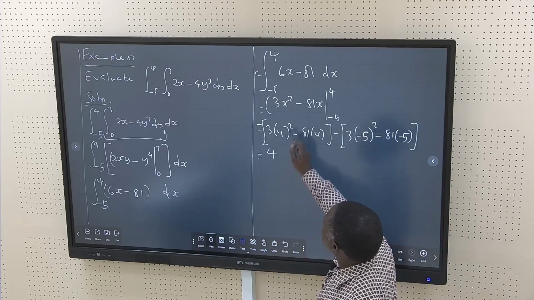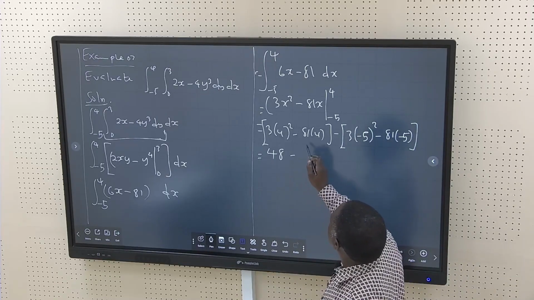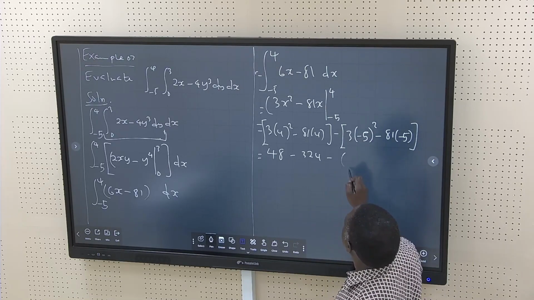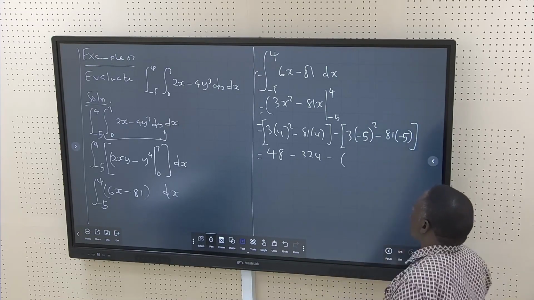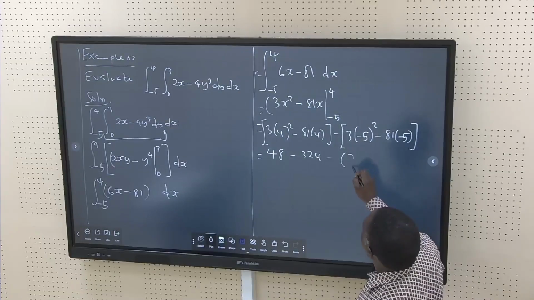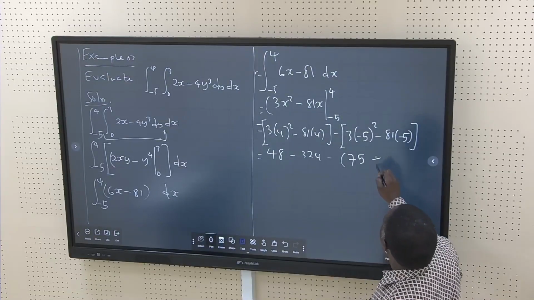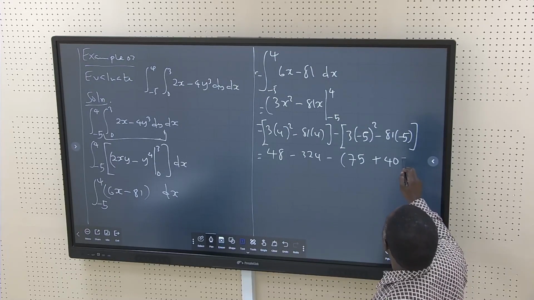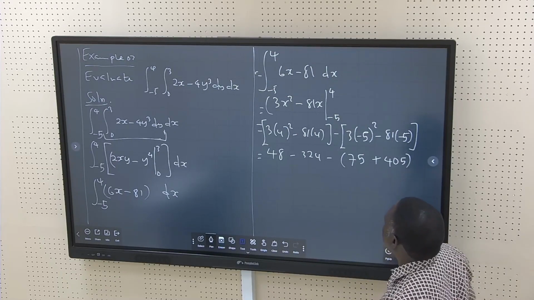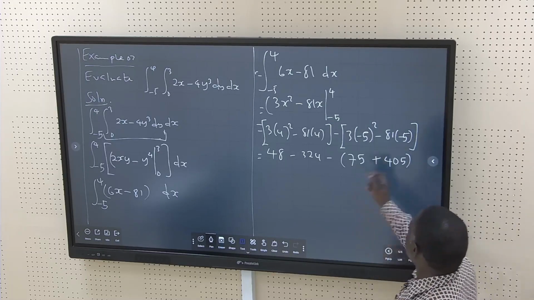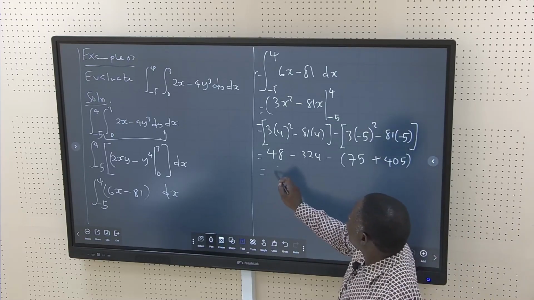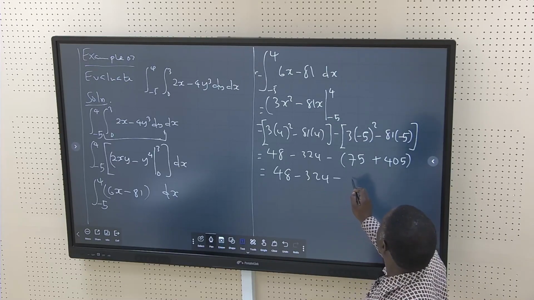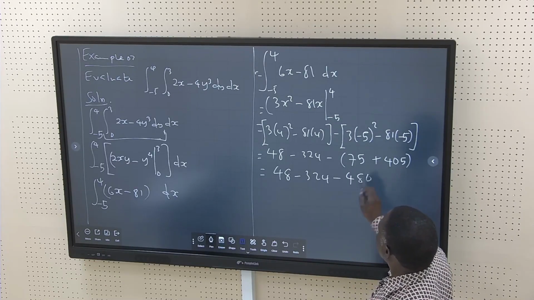So this is 16 times 3, 48, minus 32 times 4, minus the bracket, 25 times 3 is 75, and this is also positive, so this is 540. This is 540 positive. So this again is negative, so we have 48 minus 324 minus 480.